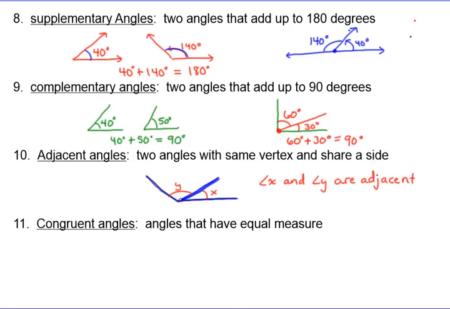And that's because they share a vertex and a side. Congruent angles mean that they are exactly the same measure. So if I have an angle, and let's say that that's 40 degrees, and we'll call this angle A, and I have another angle, it's also 40 degrees, and we'll call that angle B. They are congruent, so we write it like this: angle A is congruent to angle B. Okay? So those are the different types of angles.